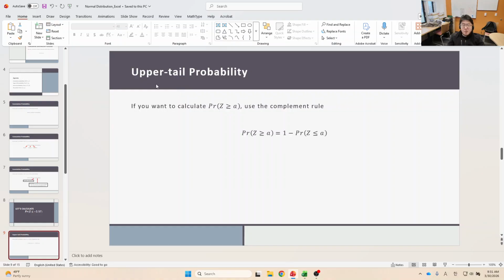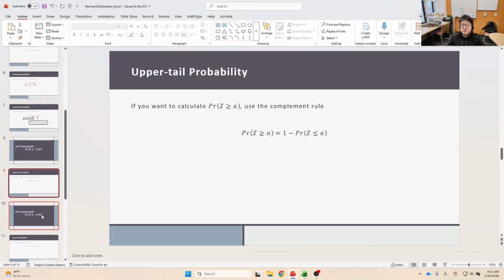Now let's think about upper tail probability. We are interested in probability greater than something. Then I'm going to use the complement rule. We learned how to calculate probability smaller than a number. Then if you think about the other side of the probability, 1 minus that probability would be probability greater than the number. Okay? So it is pretty simple.